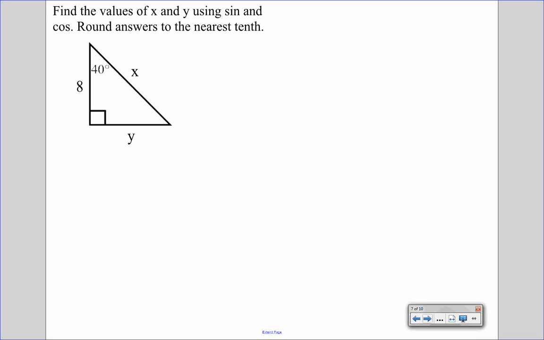Now we're going to use our sine and our cosine and even our tangent, our trig functions, in order to find the missing values. So we're going to start by writing our SOH CAH TOA. This is going to help us figure out which trig function we need to use to find our missing values.